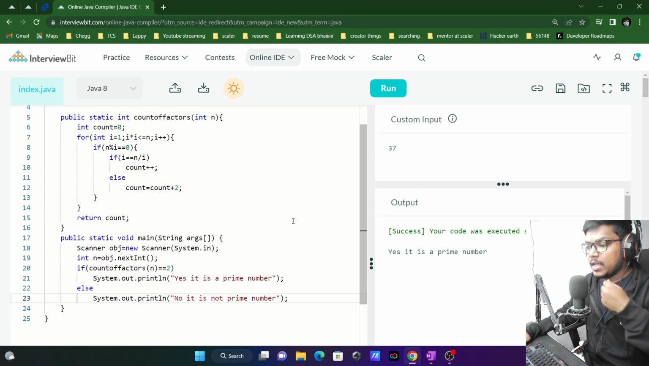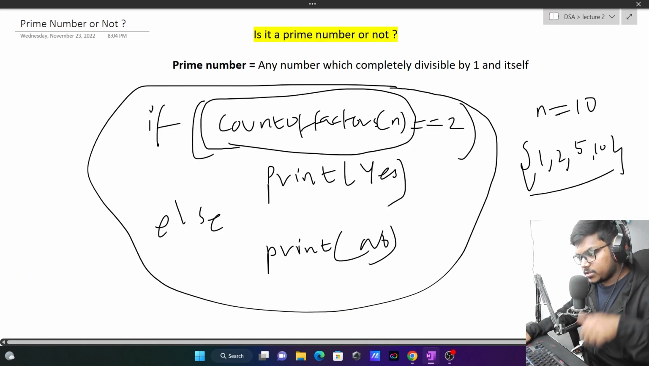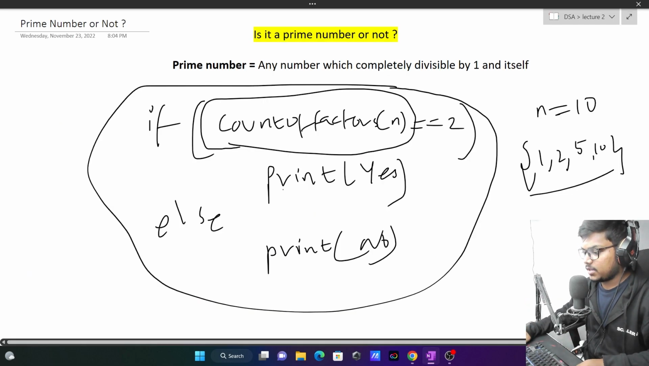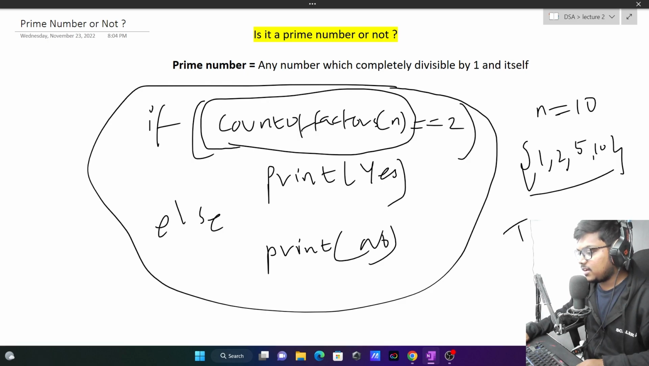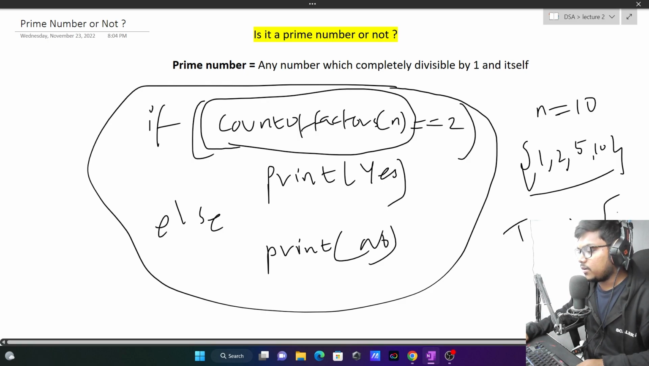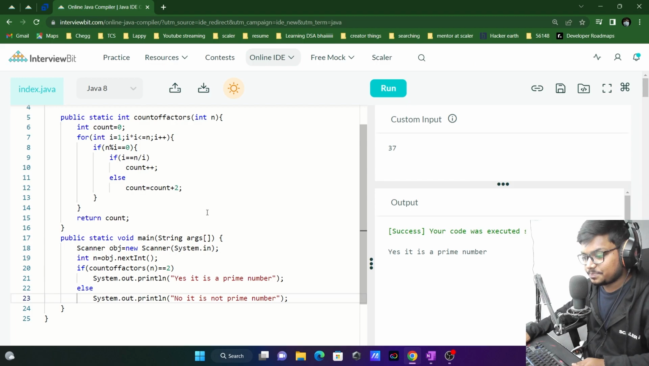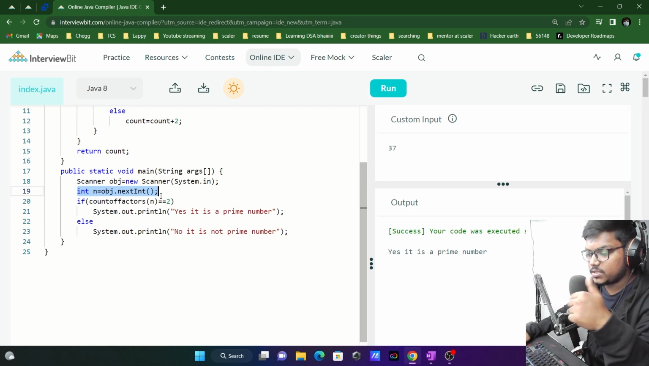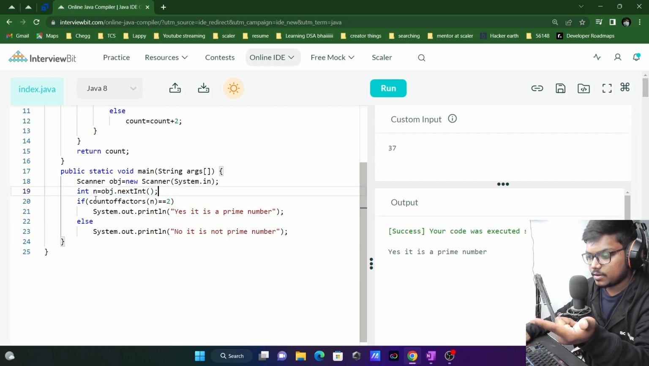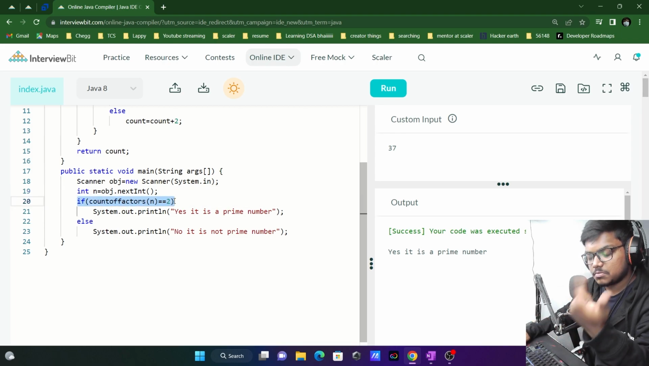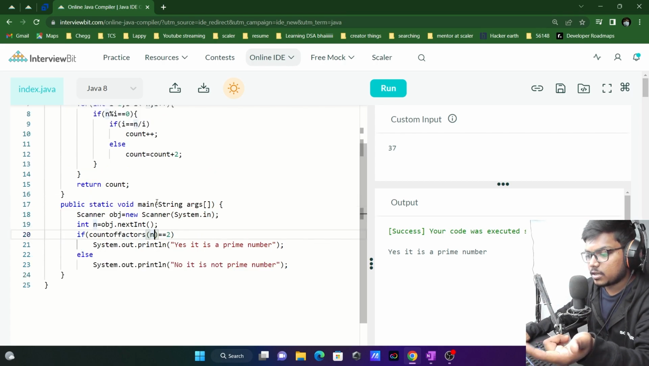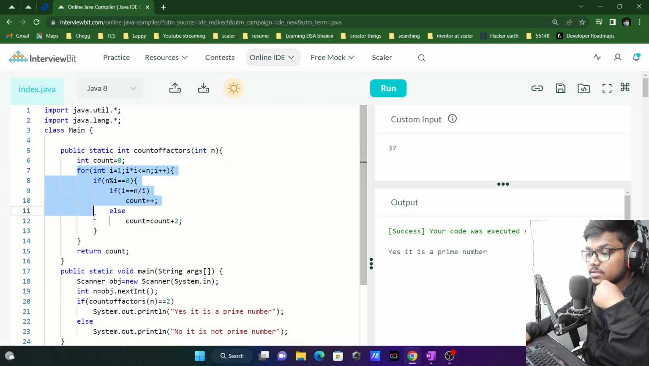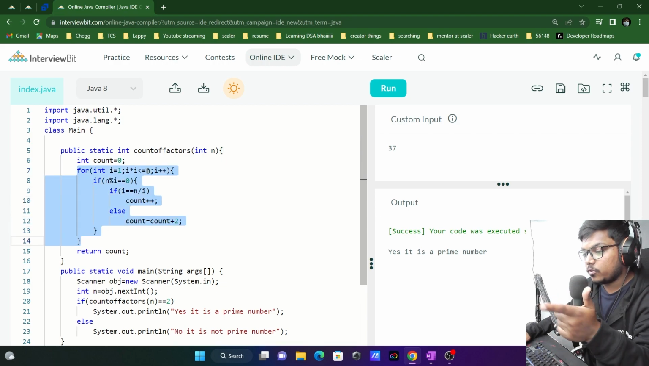So basically the approach here is itself optimal. The time complexity will be order of root n only. How can I say that? Because here I am taking n, which is one iteration. Here I am checking the condition once. Here we are not looping. But when I call the function count of factors of n, how many times does the loop run? Order of root n.